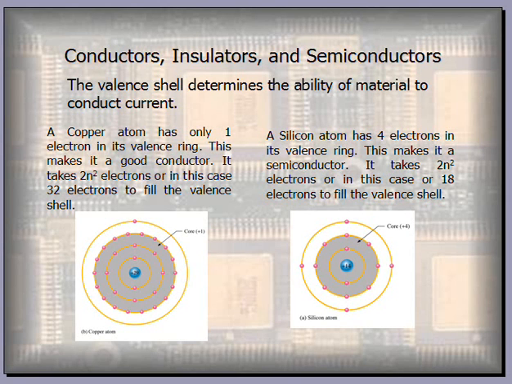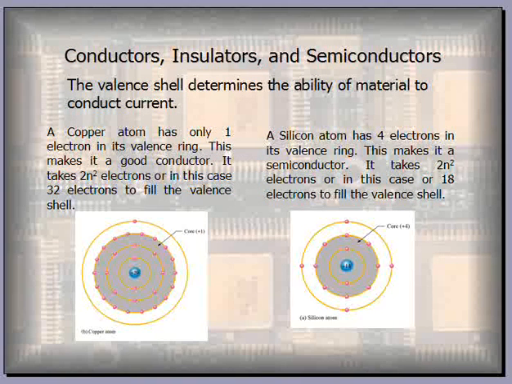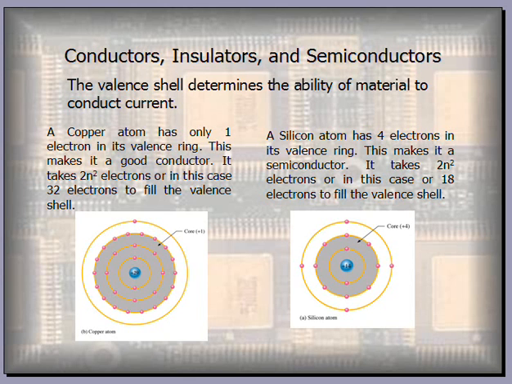A copper atom has only one electron in its valence ring. This makes it good as a conductor. It takes 2 times n squared electrons, or in this case 32 electrons, to fill the valence shell. A silicon atom has 4 electrons in its valence ring. This makes it a semiconductor. It takes 2 times n squared electrons, or in this case 18 electrons, to fill the valence shell.